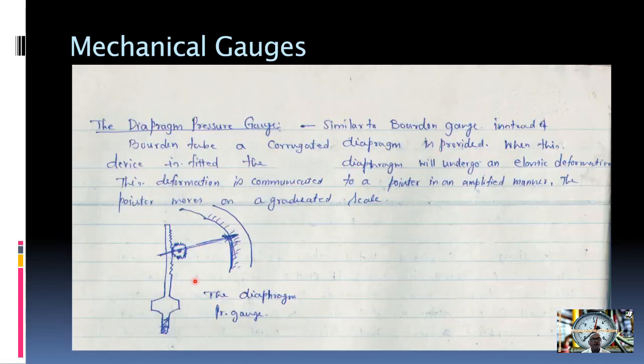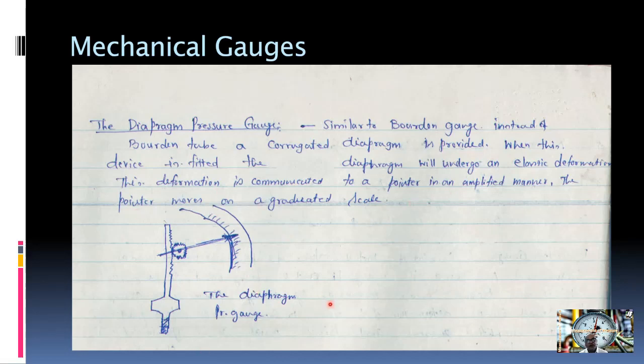Another type is the diaphragm pressure gauge. It is similar to the Bourdon gauge. Instead of a Bourdon tube, a corrugated diaphragm is provided. Where the device is fitted, the diaphragm will undergo elastic deformation, and this deformation is communicated to the pointer in an amplified manner, and the pointer moves on a graduated scale. So this is the diaphragm type mechanical gauge.